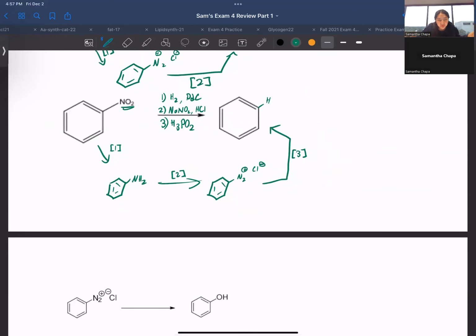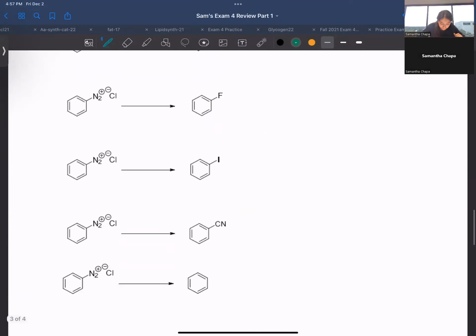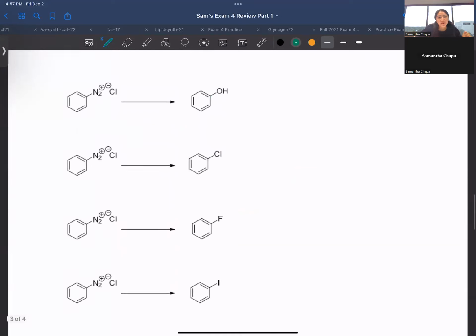And so this reaction is cool because you go from something being substituted to taking off this little group. Yeah, so this is something that was hard to do at one point, and they figured it out. It's kind of cool. So that's what these reactions are. These are just ones that you memorize.